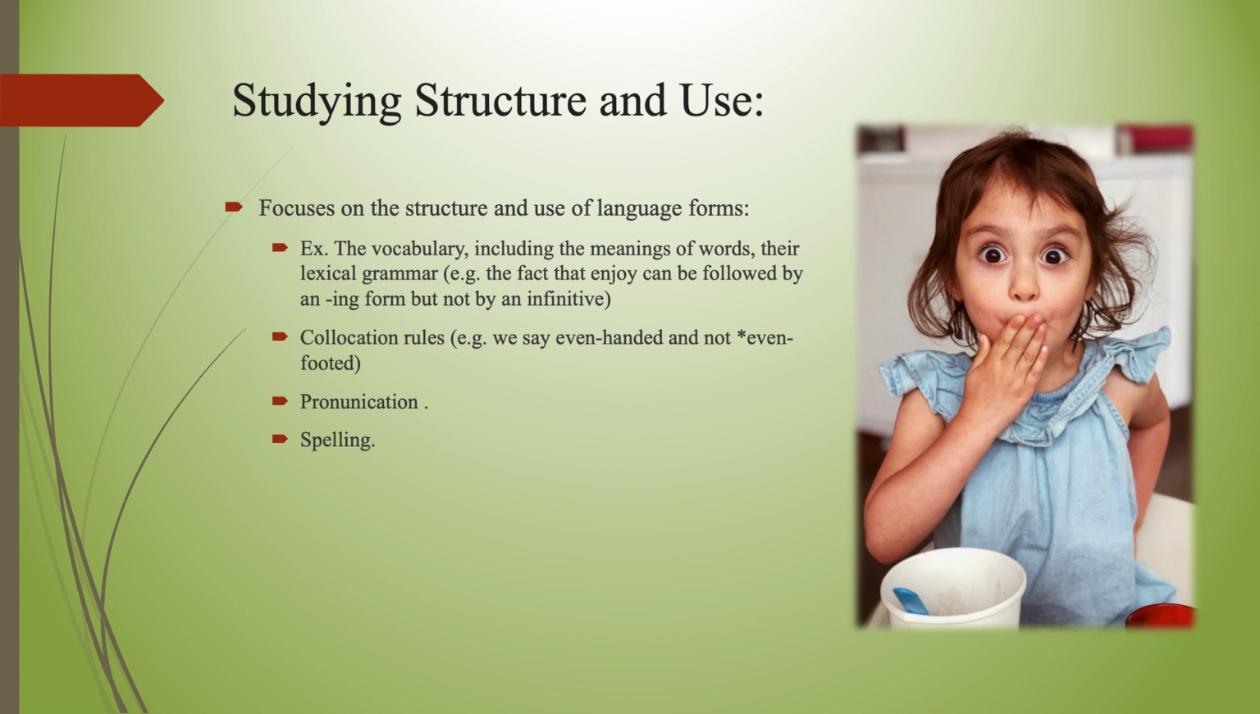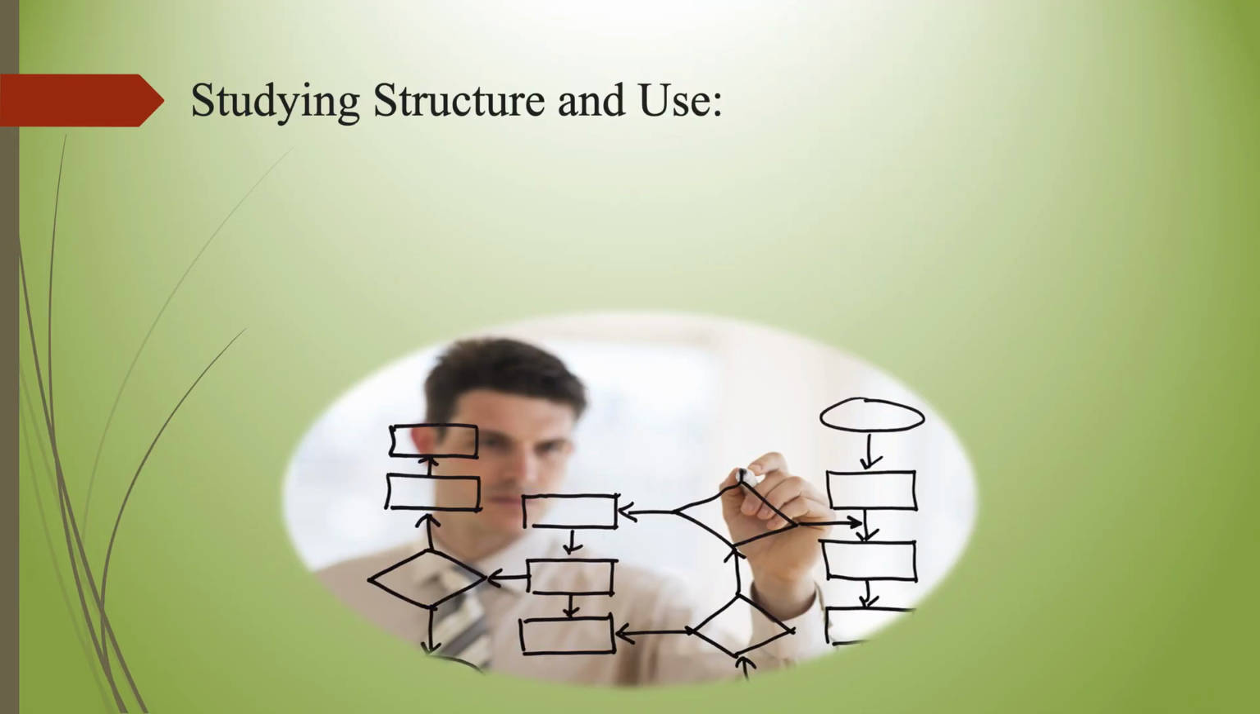Collocation rules. Example, we say even-handed and not even-footed. Yes, collocation here, we always say even-handed. We don't say even-footed. Pronunciation. Pronunciation is part of the structure and use of another language like English. We have to pronounce the word correctly. Sometimes we cannot pronounce exactly like a native speaker, but we should try to pronounce so that we can be understood by others. And the last one, spelling. Let's move to the next slide.